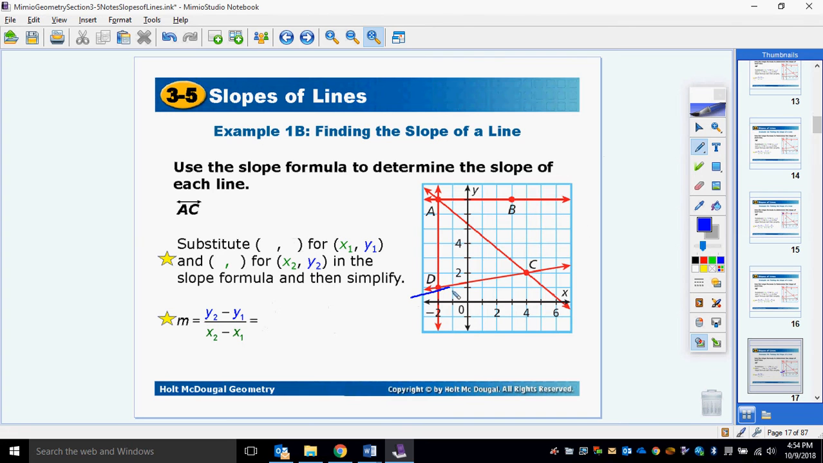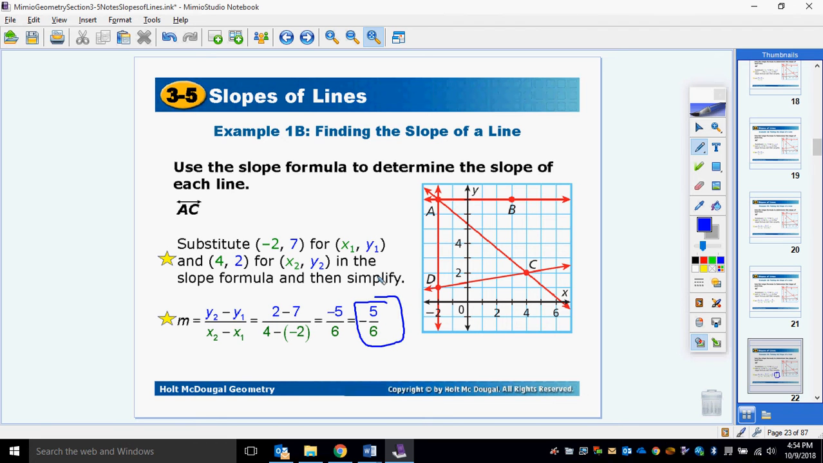AC here. Just looking at it, if we know that it's decreasing, right, from left to right, it's going down, then we know its slope's got to be negative. So we could go in and we could calculate the slope, but we need to make sure that our answer is negative, and it is.